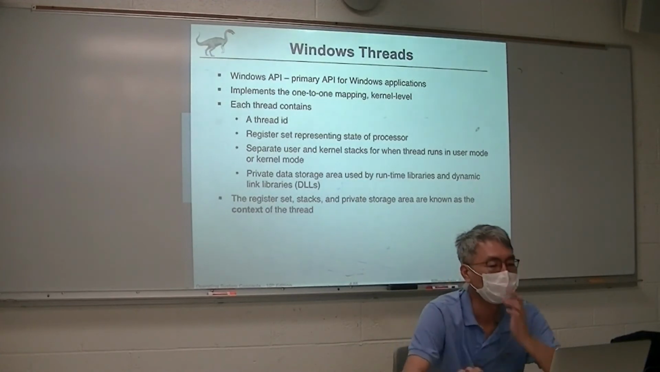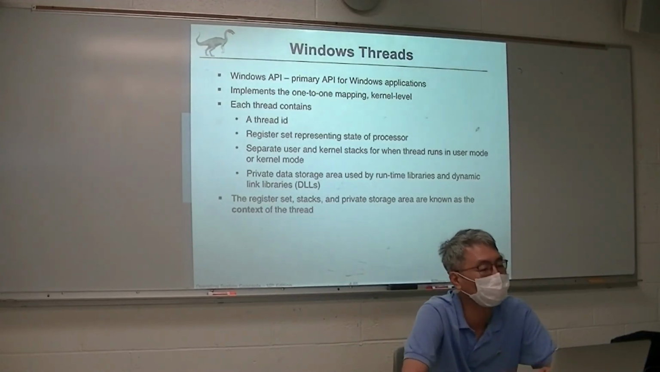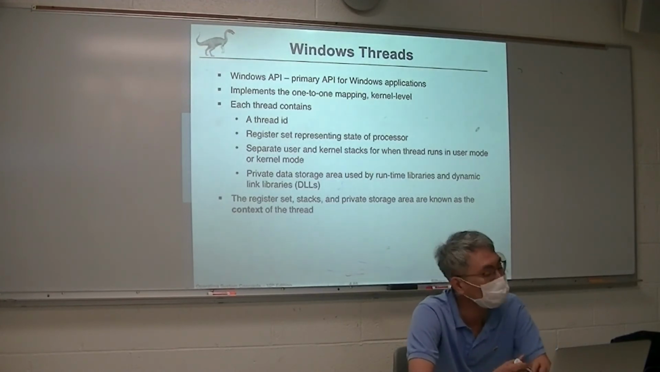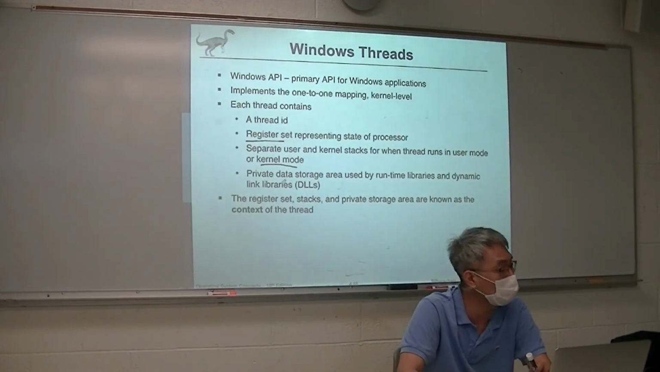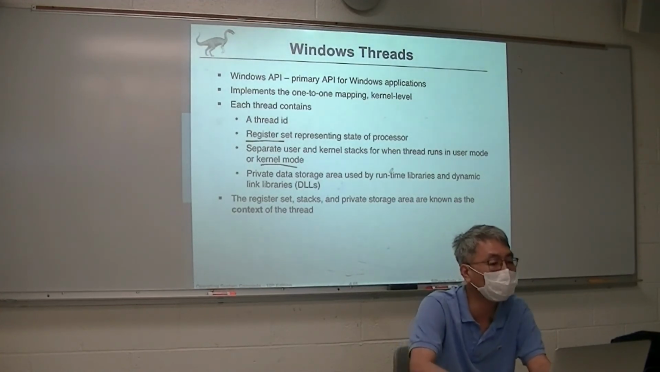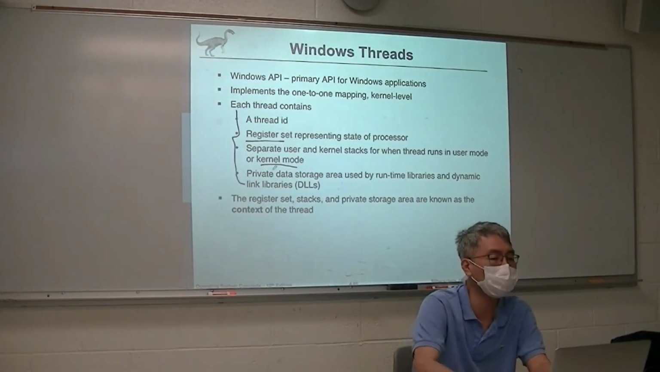Now the Windows API. Windows provides such a thread library. Each thread has its thread ID, and as we have seen, the register information, the user mode and kernel mode stack information, and any shared libraries. In the case of Windows, it's called a DLL, a dynamic linked library. So DLL information will be managed by the Windows thread.